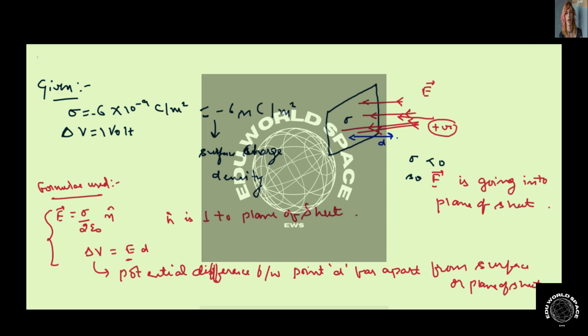The question says, does your answer depend on where you choose your reference point for your potential? Yes, it does. If we take some point here and another point here, the potential difference between these two points and the potential difference between these other two points is different, because the potential difference is dependent on the d. So yes, the potential difference between any two points is dependent on the reference.